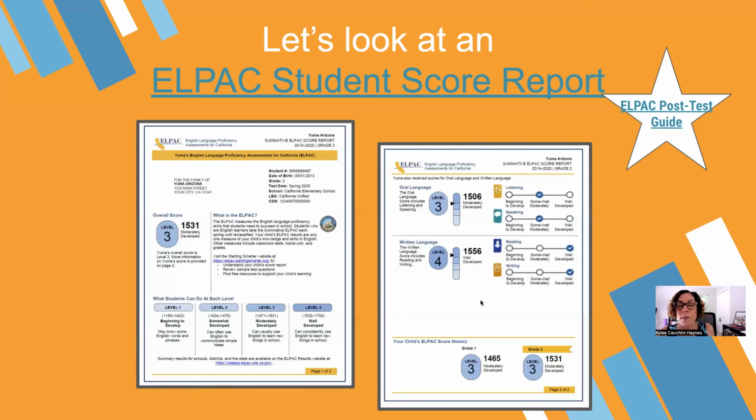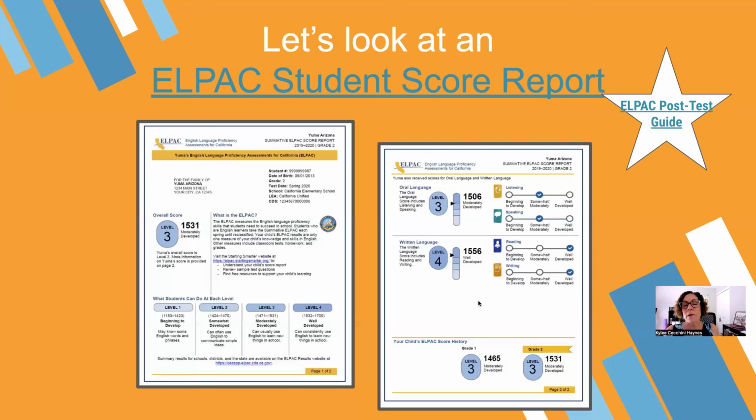Then we look at written language. Oh, she got 3 out of 3 for reading and 3 out of 3 for writing, which is the highest she can get. And here she is, level 4, 1556. So she's even past the cusp.